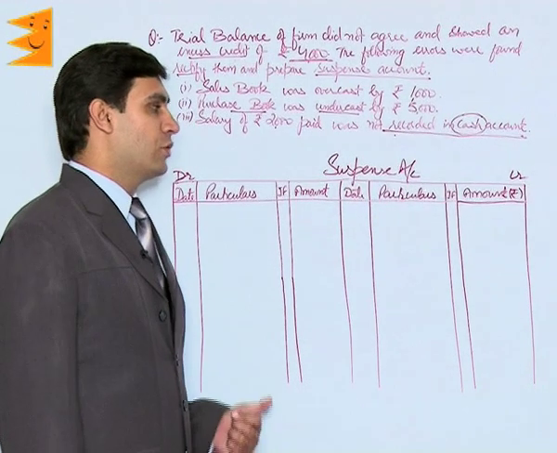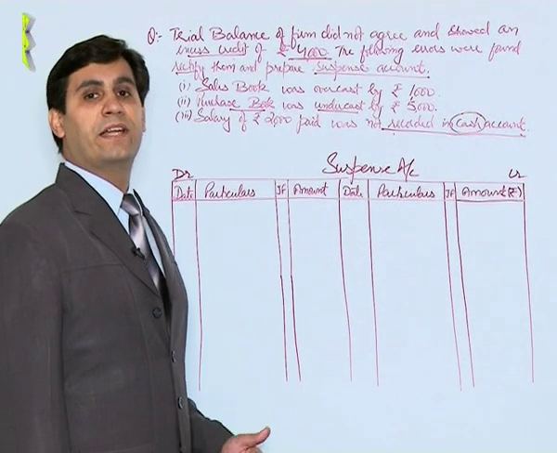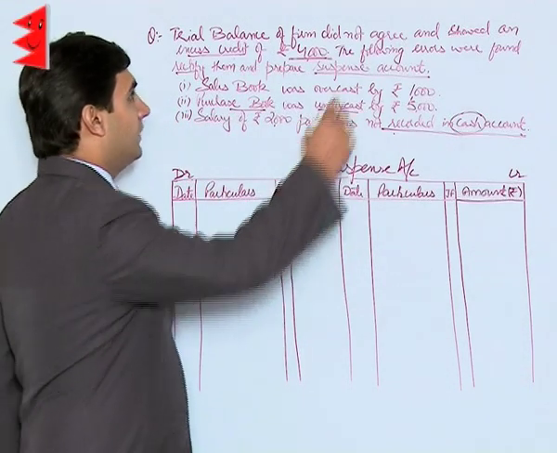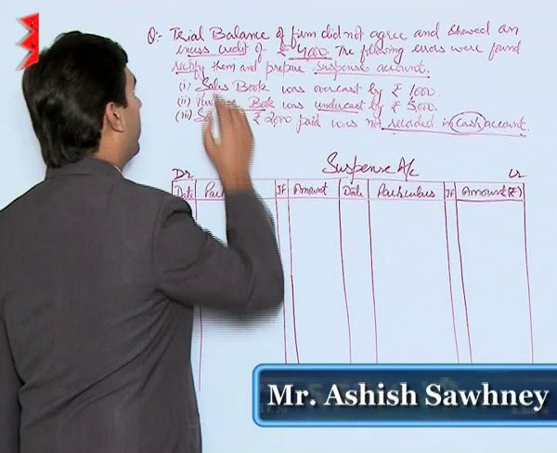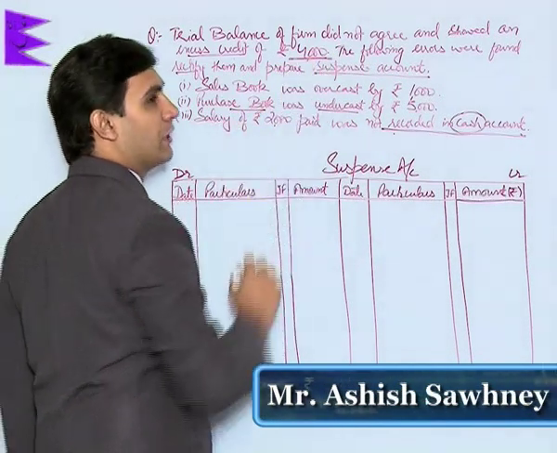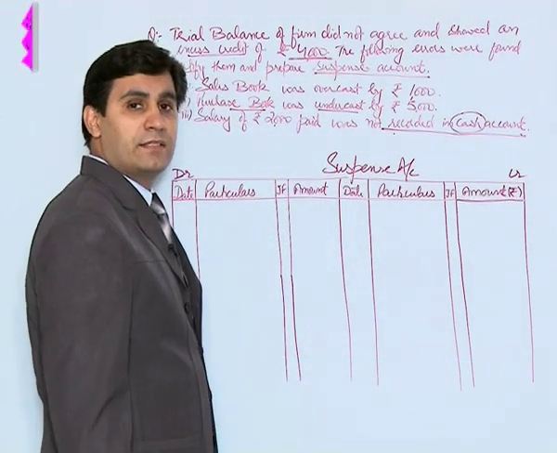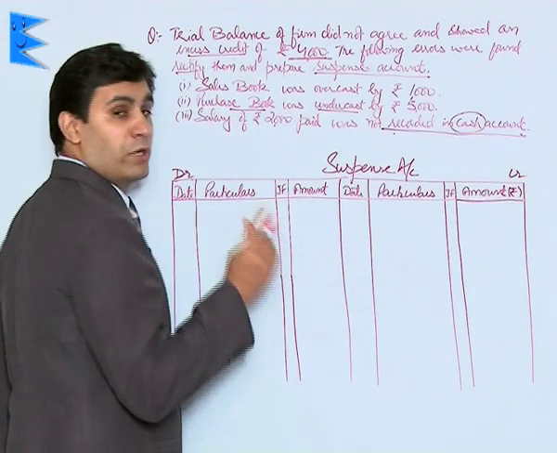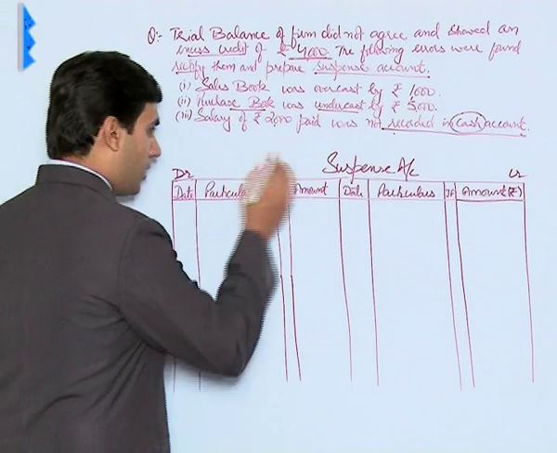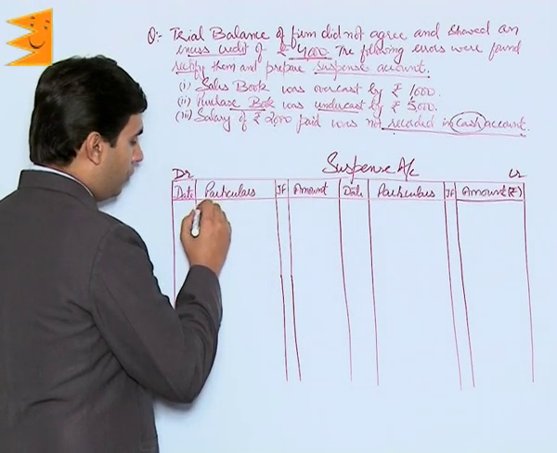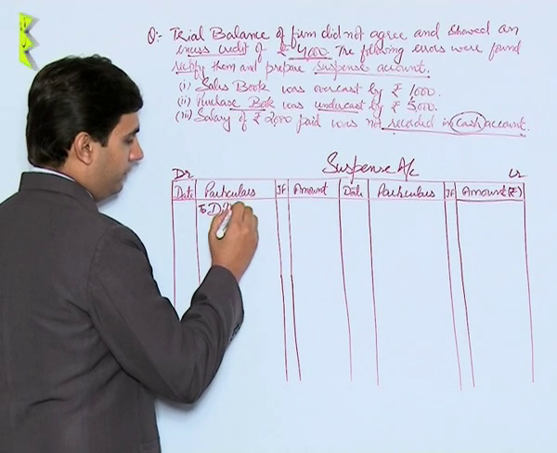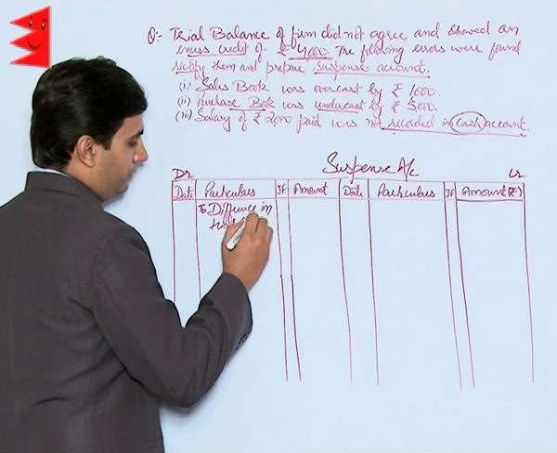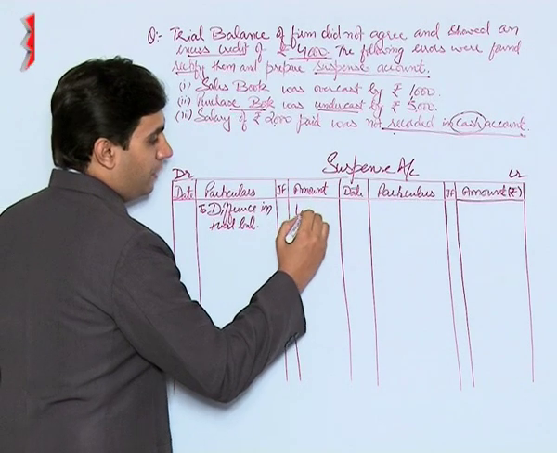Now continuing with the same question, let us prepare the suspense account for the entries that we had done for this particular question. Now students, in this case the trial balance did not agree and it showed an excess credit of rupees 4000. Since the trial balance had excess on the credit column, the suspense account would have been put on the debit side. So we will write here: difference in trial balance on the debit side 4000.